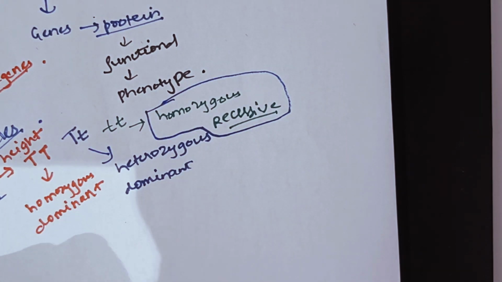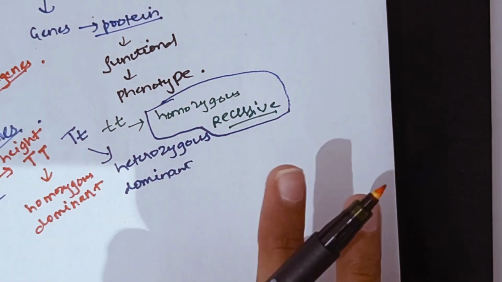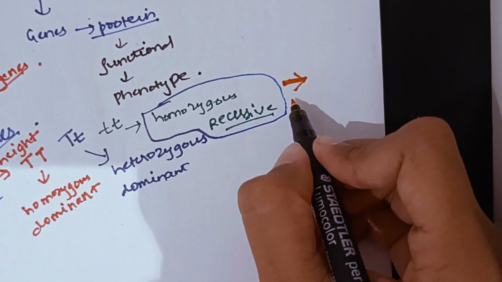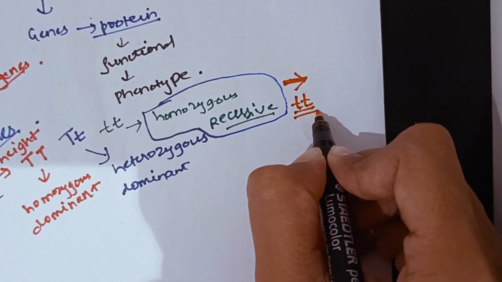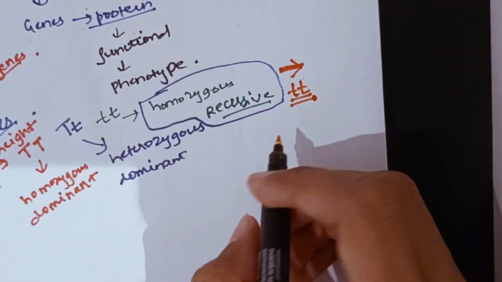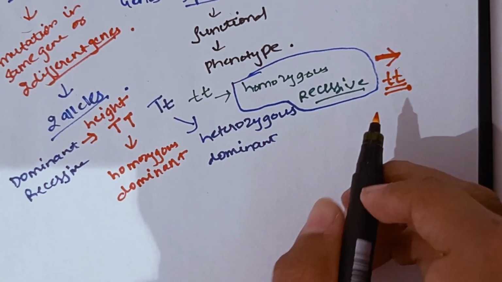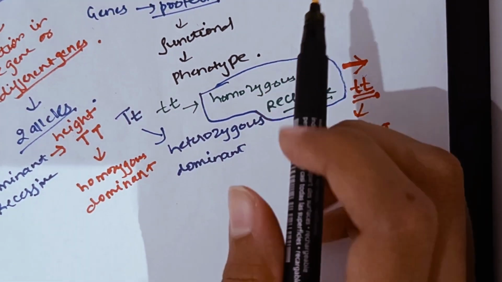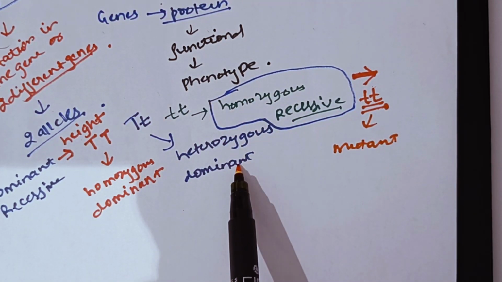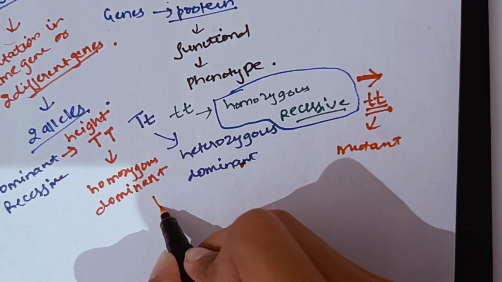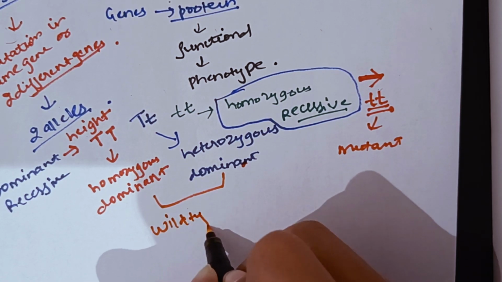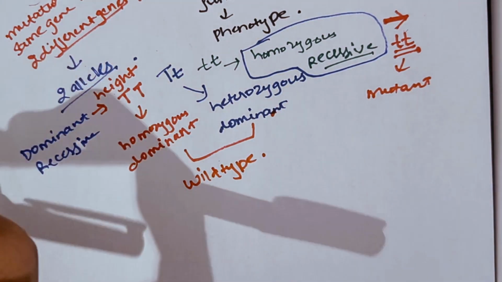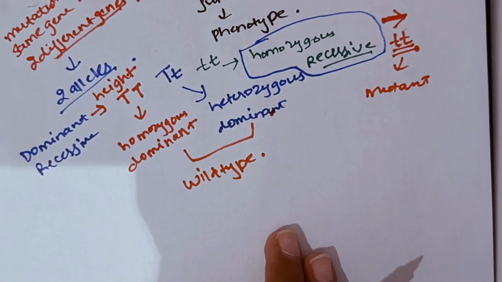So what does that mean? That the mutation is present only when the gene is in homozygous recessive condition, which means both alleles are recessive, and if that is so, the phenotype that we get is the mutant form. Otherwise, in homozygous dominant and heterozygous dominant, it will be in the wild type form. So now we know that it happens only when it's homozygous recessive.